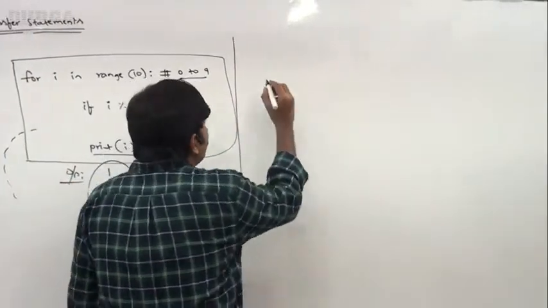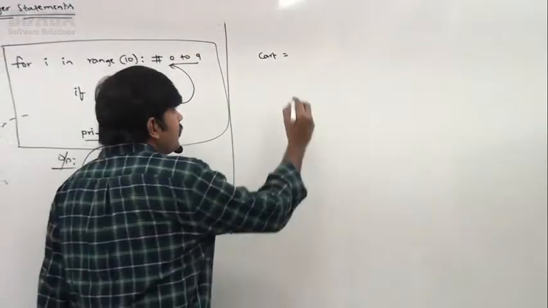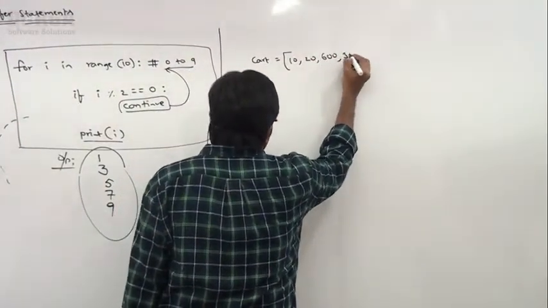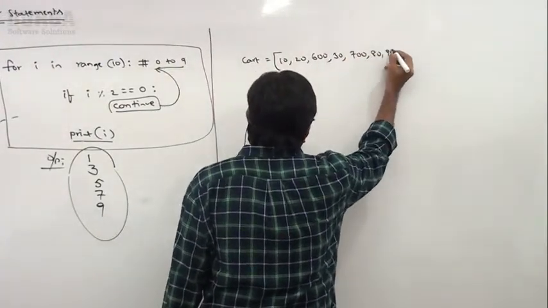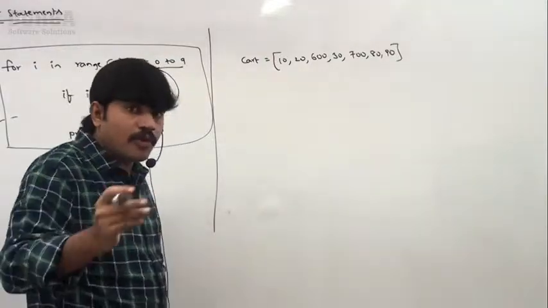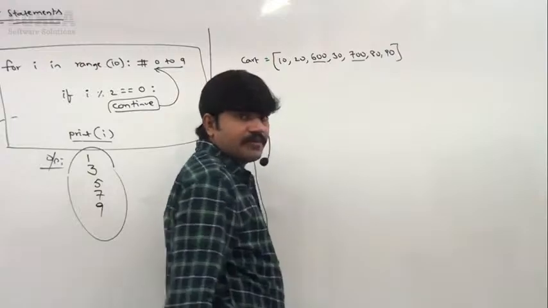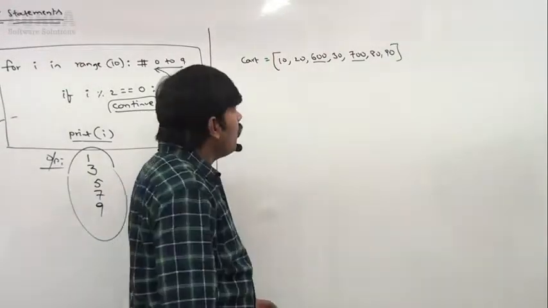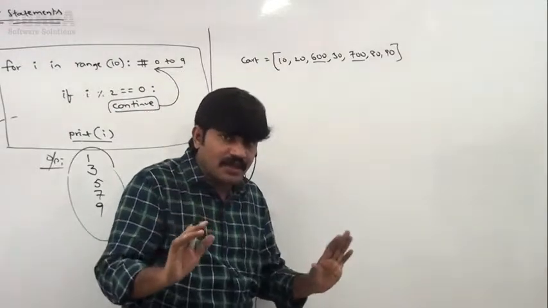Have a look once. Suppose I have a shopping cart with 10, 20, 600, 30, 700, 780, 90. Which items require insurance? One is 600, second one is 700, because if any item is greater than 500, insurance must be required. So if any item requires insurance, skip that item, right?